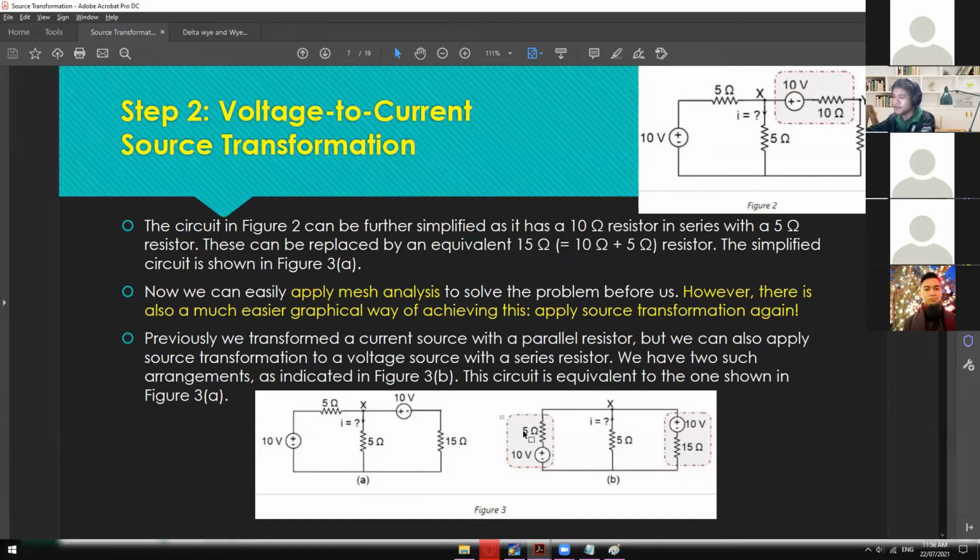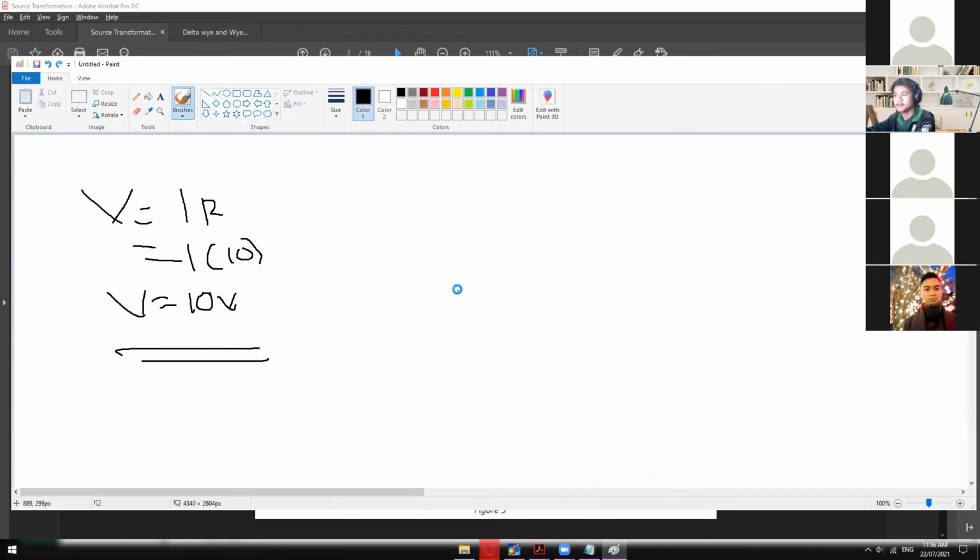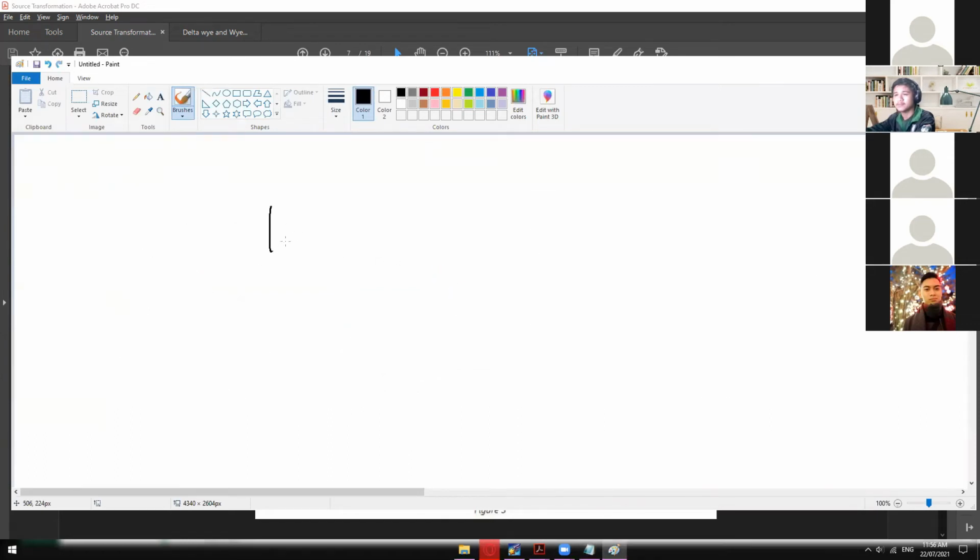Okay, so from here, as you guys can see, we have a series connection, and then we have another series connection. So our rule again when it comes to transforming a voltage into a current, they must be in series, and then the result will become a parallel. So how will we get the current? Just apply Ohm's law. I is equal to V divided by R.